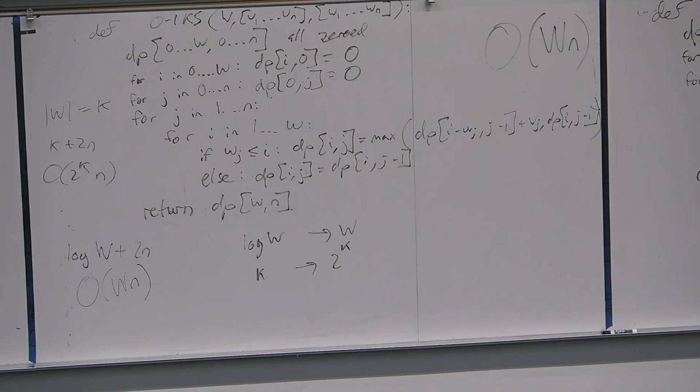Questions on the runtime? Does everyone understand the argument I'm making? Log W versus W. Right? This is not a good runtime. You just can't see two letters and say that looks polynomial because they're next to each other. Although that's how every algorithm has worked so far in every class. Let's do an example.